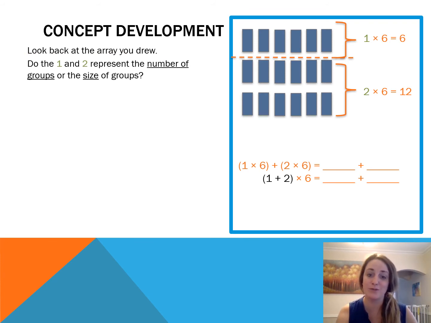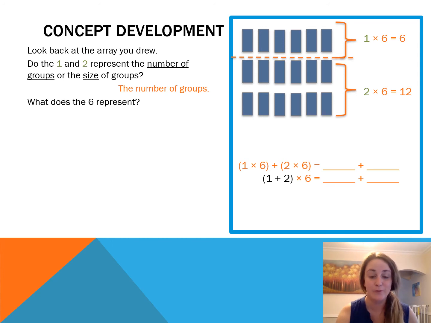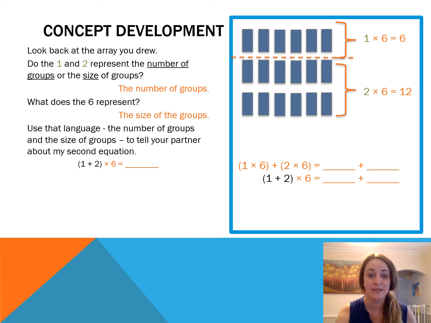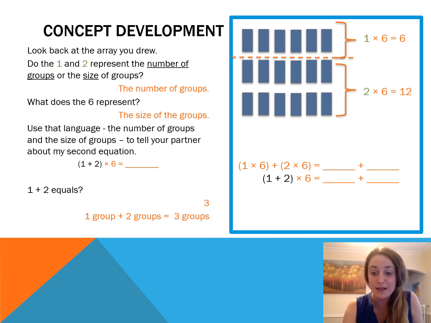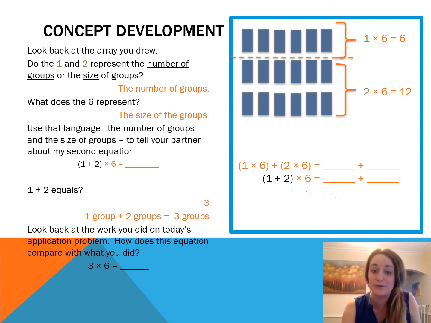Do the 1 and 2 represent the number of groups or the size of groups? They represent the number of groups. What does the 6 represent? The size of the groups. Use that language, the number of groups and the size of groups, to talk about what my second equation is. 1 plus 2 equals 3. In my equation, I put the grouped numbers together that were the rows. 1 group plus 2 groups equals 3 groups.